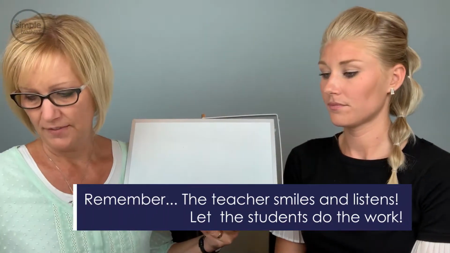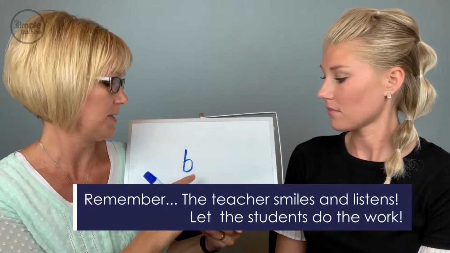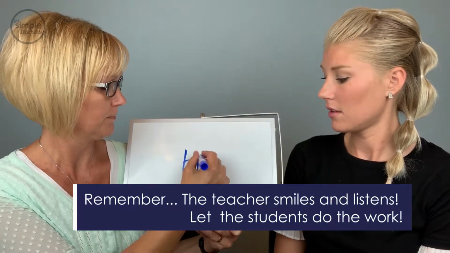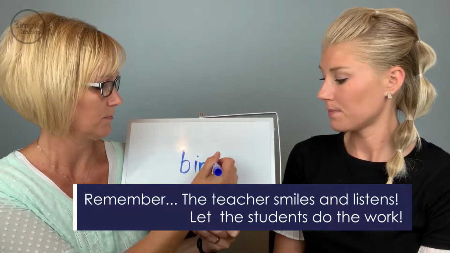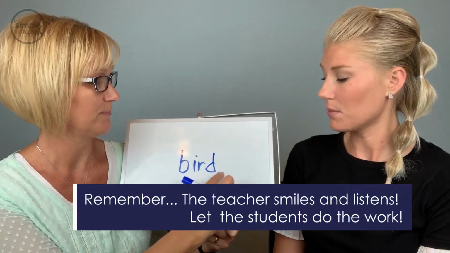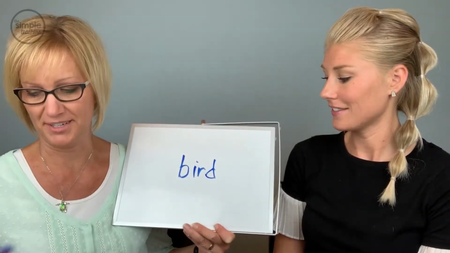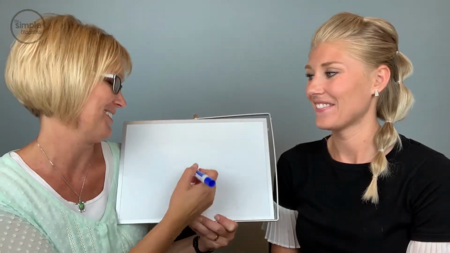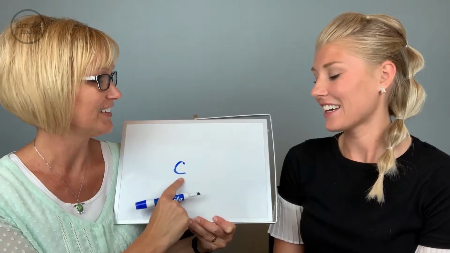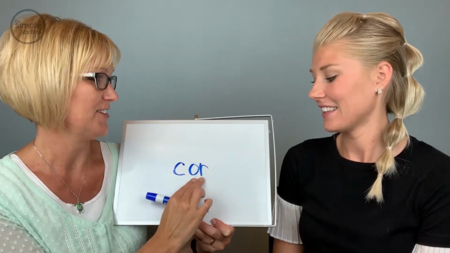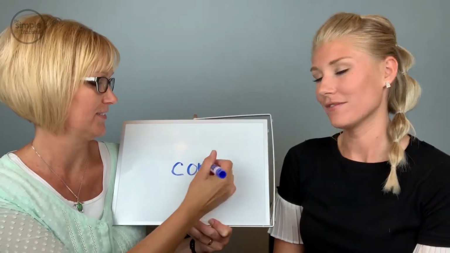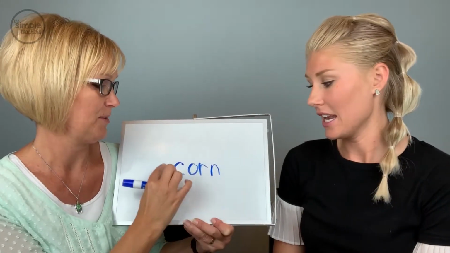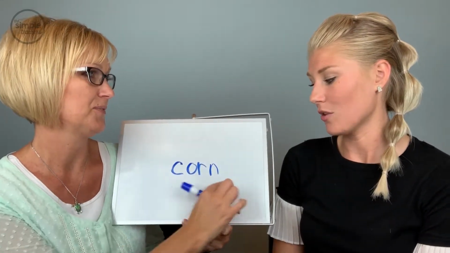Awesome. And then let's do this one, sound by sound. Burr, bird. Word. Bird. Perfect. Great blending. I'm not even giving you any clues. So let me go ahead and I'll give you some more clues in case this is one of the first videos that someone's watched. Okay. All right. Sound. K. Sound. Or. Blend. Core. Sound. N. Blend. Corn. Word. Corn.